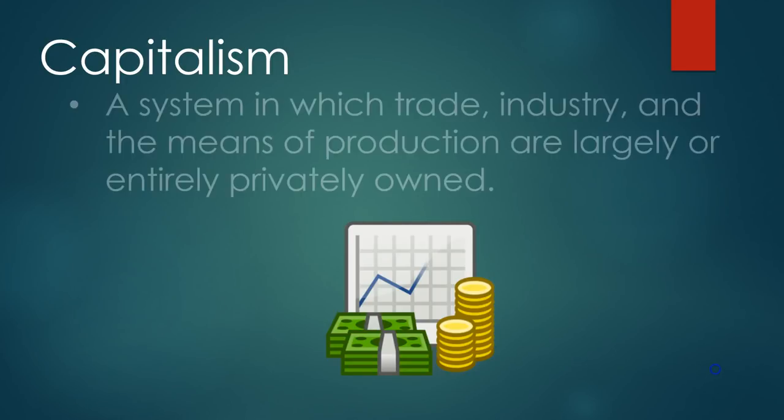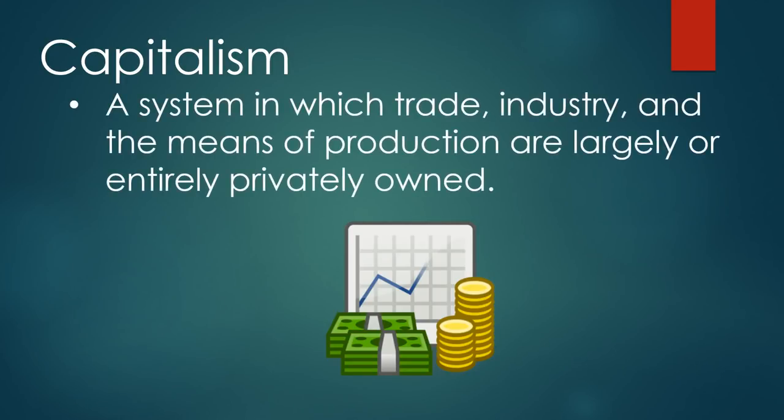Capitalism. Capitalism is a system in which trade, industry, and the means of production are largely or entirely privately owned. Capitalism is the concept of basically competition. And we're going to look a little bit more into those concepts of competition that happen within capitalism. We in the United States are a capitalistic country. What determines what gets produced and all of that is private factors for the most part.